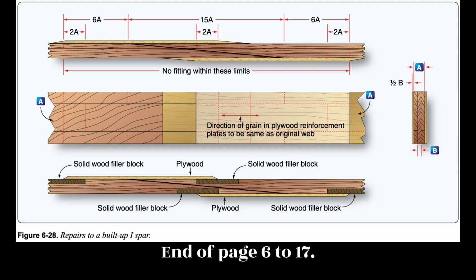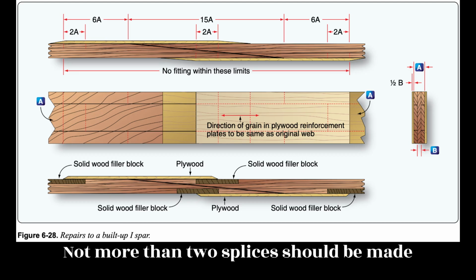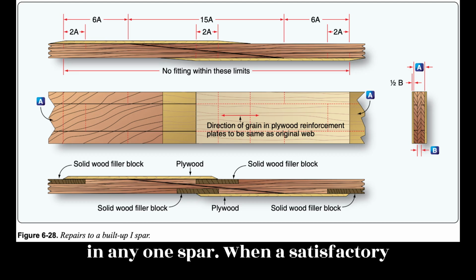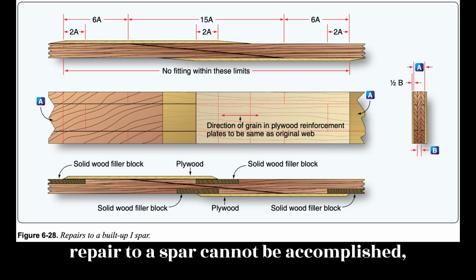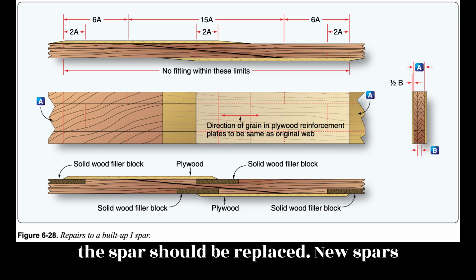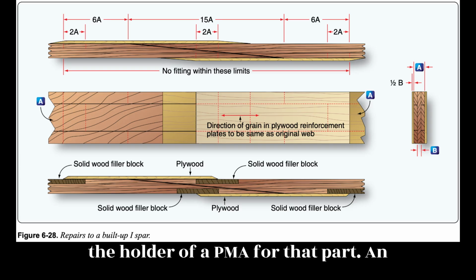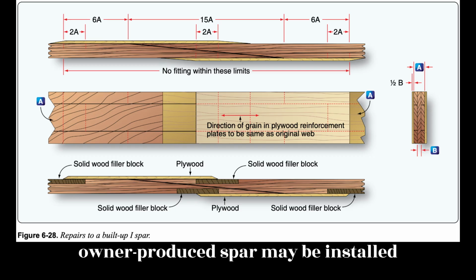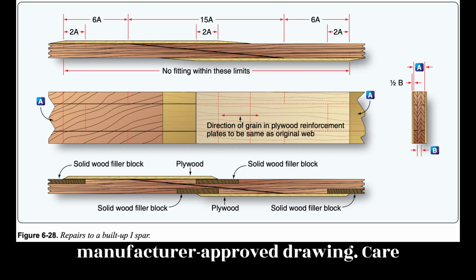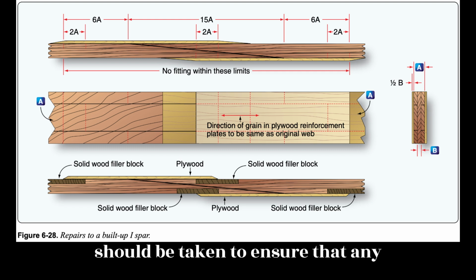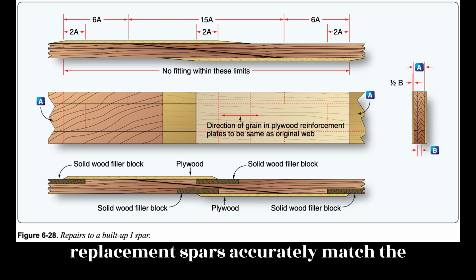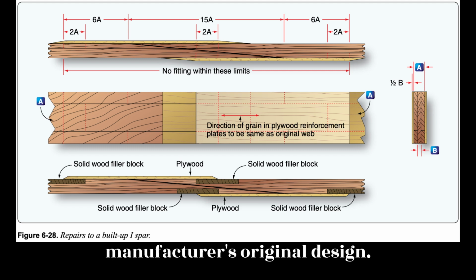Not more than 2 splices should be made in any one spar. When a satisfactory repair to a spar cannot be accomplished, the spar should be replaced. New spars may be obtained from the manufacturer or the holder of a PMA for that part. An owner-produced spar may be installed provided it is made from a manufacturer-approved drawing. Care should be taken to ensure that any replacement spars accurately match the manufacturer's original design.